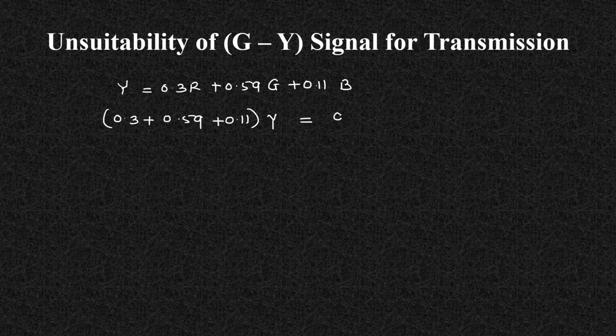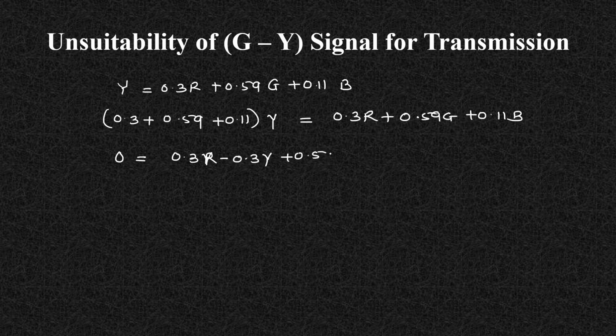So we know that Y is equal to 0.3R plus 0.59G plus 0.11B. I'm going to split this equation, 0.3, 0.59, 0.11, into Y, which is nothing but 1Y. So this is 0.3R plus 0.59G plus 0.11B. Okay, so if I take all the terms to one side, it becomes 0: R minus 0.3Y plus 0.59G minus 0.59Y plus 0.11B minus 0.11Y. Okay, so this becomes 0.